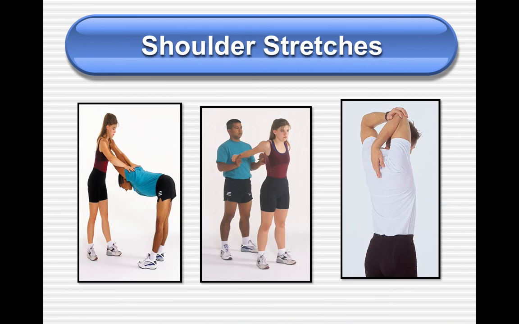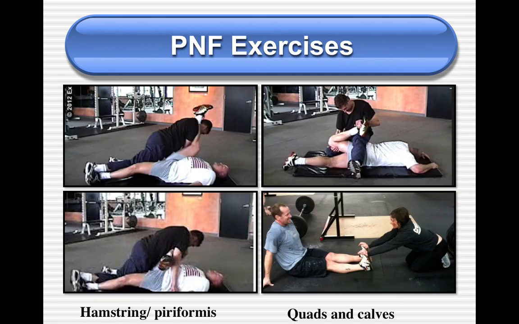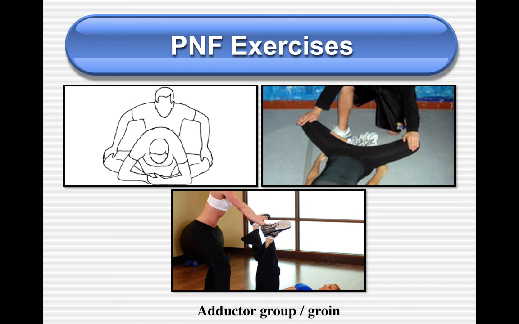Now we transition into the shoulder and arms with a few more popular self-stretch and partner stretches. The final 3 slides demonstrate PNF exercises for the hamstrings, quadriceps, and calves. In this slide, 3 exercises are demonstrated to stretch the groin. The exercise on the top left and top right are the preferred methods.